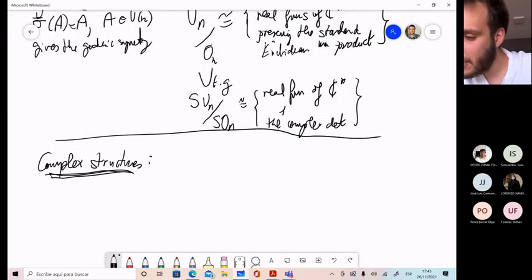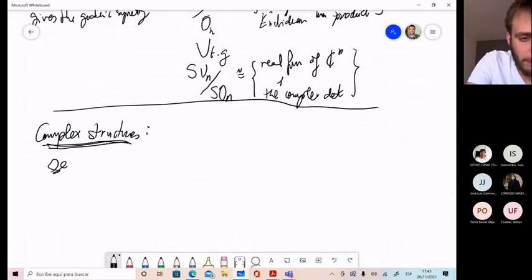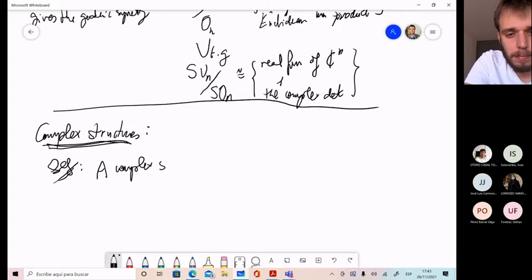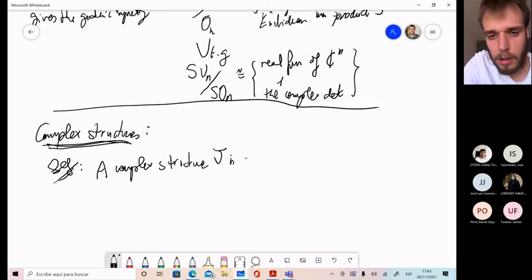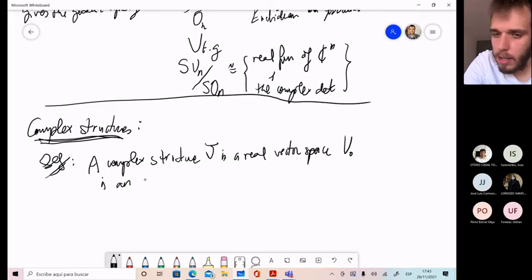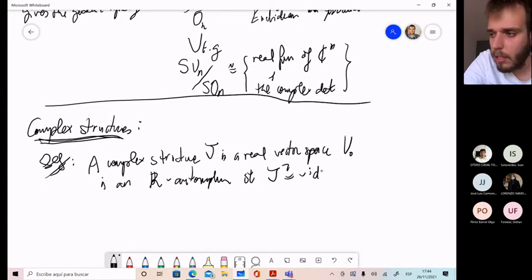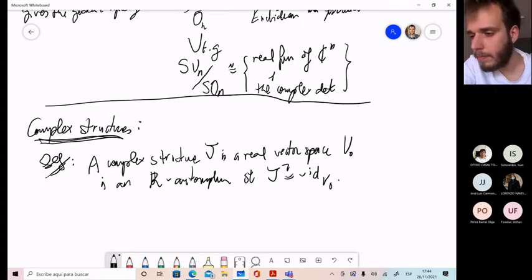Okay, so complex structures. A complex structure J in a real vector space V_0 is an R-automorphism such that J squared is minus the identity of V_0. Okay.